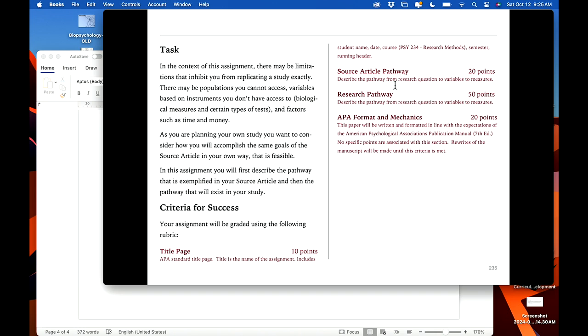Now, one is the source article pathway. Describe the pathway from research question to variables to measures, and then describe the pathway from research questions to variables to measures in your study. I'm not asking that you have sections like that. You should not have a section source article pathway and then research pathway. Within the context of your essay for defining variables, you're going to cover that stuff. And probably the best way I can explain that is with the example that I did.